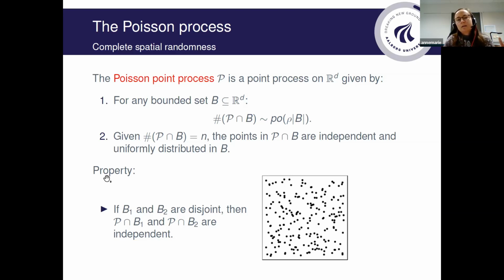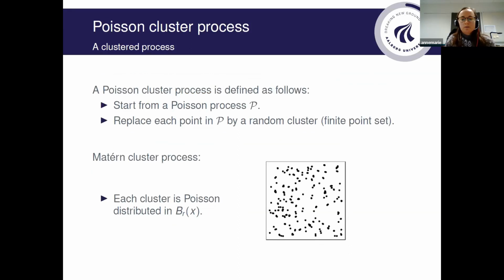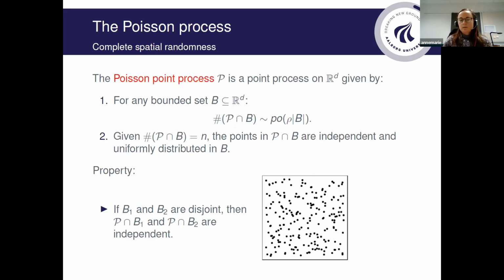And that's why we think of it as the natural model for complete spatial randomness, because you have this independence in disjoint sets. Okay. So that was the first picture I showed you here.